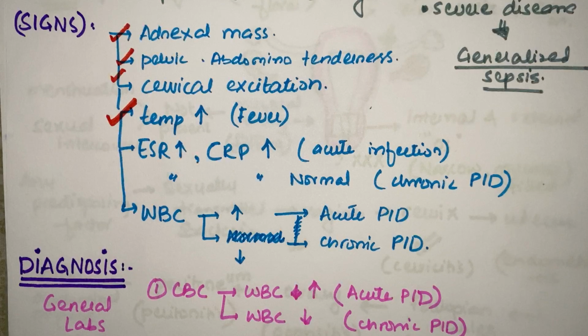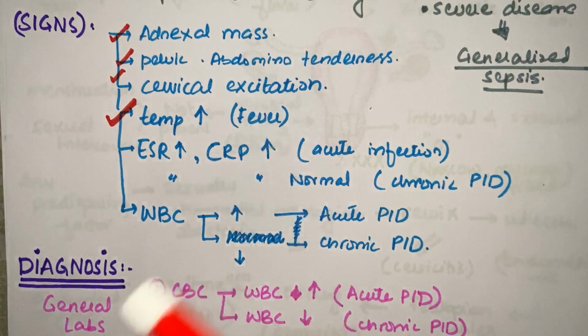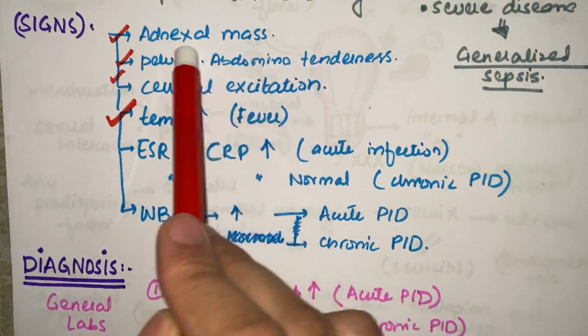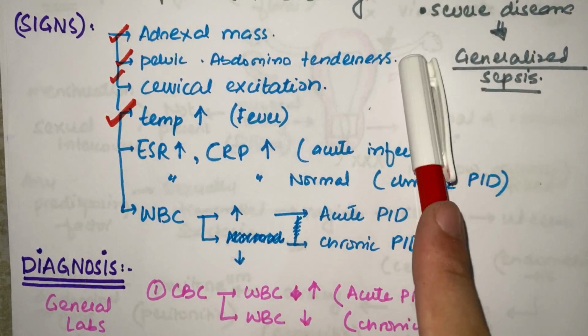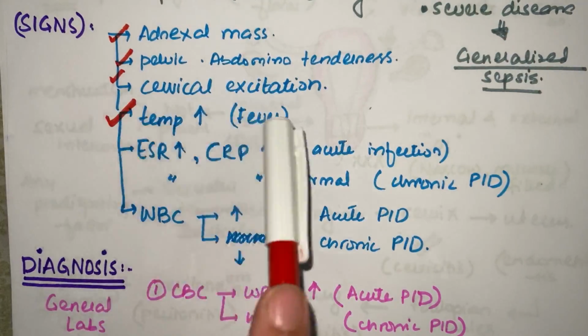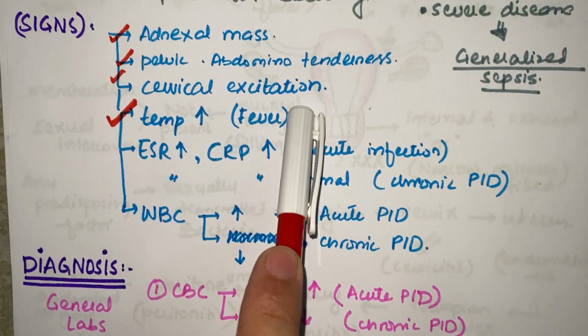Okay, so when we examine the patient, we find on the abdomen an adnexal mass. Now basically this mass is because of edema, inflammation, and the exudate or pus that is accumulating in the diseased fallopian tubes. So the adnexal mass will be seen first. Second, abdomino-pelvic tenderness. Why? Because of infection and inflammation, tenderness will be seen. On examination, cervical excitation will be seen.